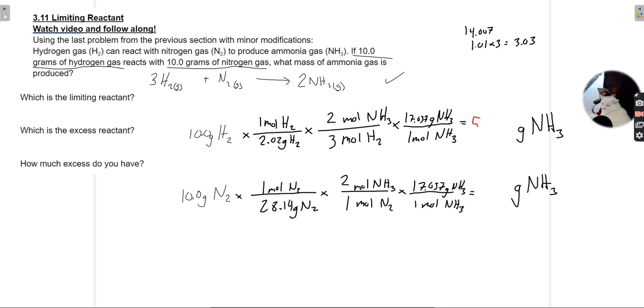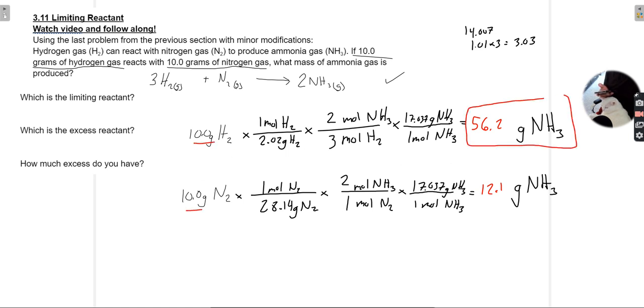So this right here is 56.2. That's it. 56.2 grams of NH3 that's made. Now let's check out the other one. 10 divided by 28.14 multiplied by 2 multiplied by 17.037. And that tells us that this can only make 12.11 grams, or 12.1 grams, because we only have 3 sig figs here, so we got to give 3 sig figs.